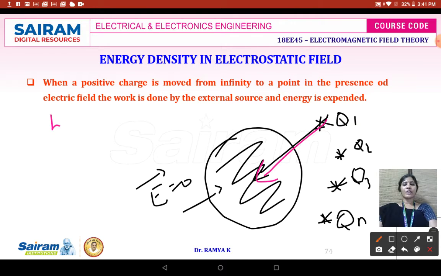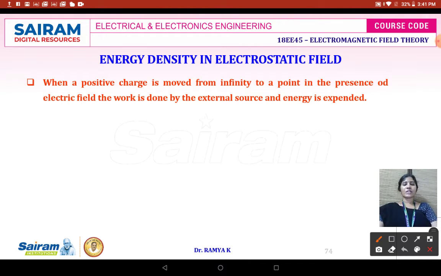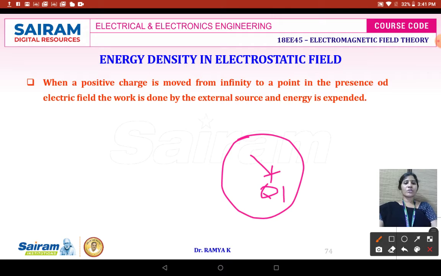So W1 will be equal to 0. W1 is nothing but the work done in moving a unit positive charge from infinity to a point inside the universe. Now, the first case is over. Second case, you have a universe where Q1 is already moved inside. Because of this Q1, there will be a field exerted, that is the presence of your electric field E.